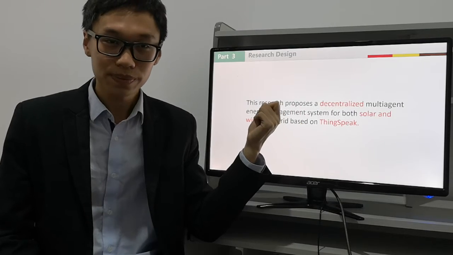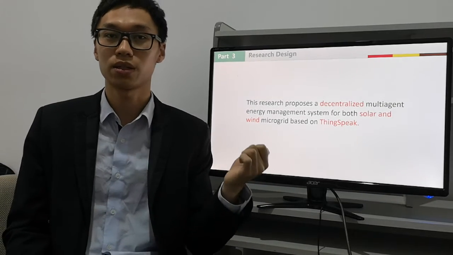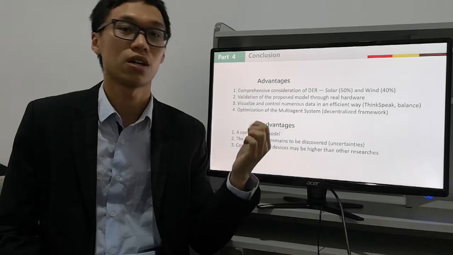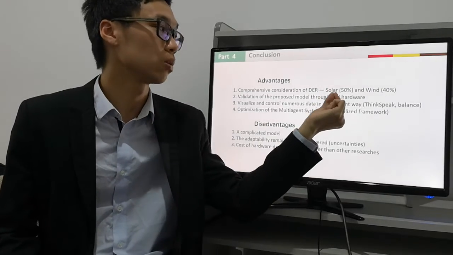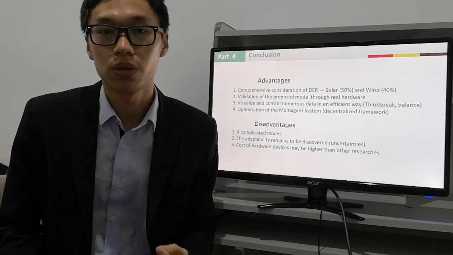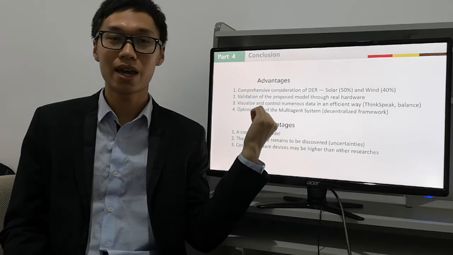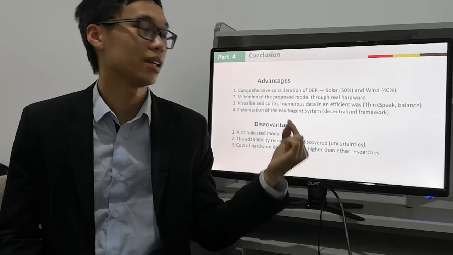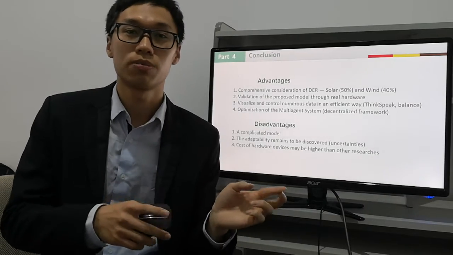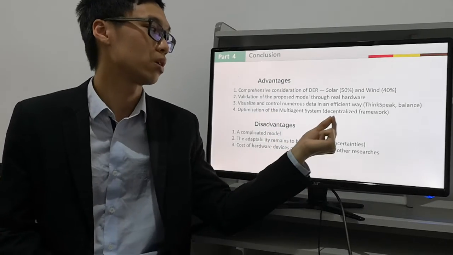So, conclusion. This research has proposed a decentralized multi-agent EMS for both solar and wind microgrids, and it's based on the IoT platform ThingSpeak. Its advantages are, for one thing, it has a comprehensive consideration of DER, I mean, both solar and wind energies are considered. The second one is that we have tested this proposed model through real hardware, the IoT platform, and sensors. And the third is that we can visualize and control this numerous data in a very efficient way through ThingSpeak. In this way, we can strike a balance between energy production and consumption. And one more thing, we have achieved optimization of the multi-agent system through a decentralized framework.